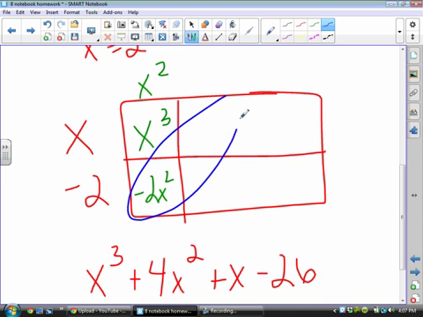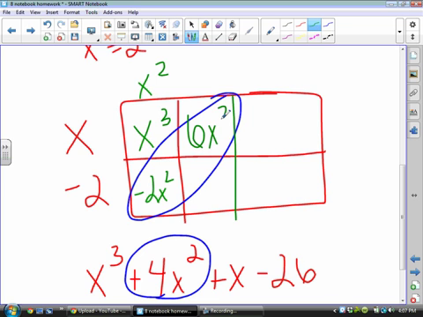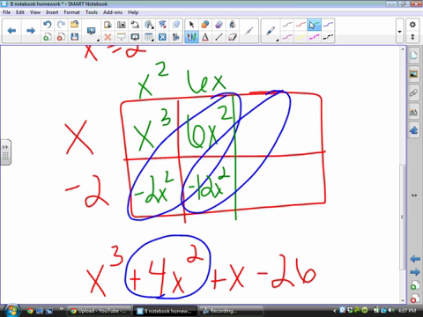Now the next diagonal needs to add to be positive 4x squared. So in order to make that happen, this part right here needs to be positive 6x squared. So this would need to be 6x. In order for that to multiply correctly, this would be negative 12x squared. Next, oops, sorry, this should not be a square. There we go. That should just be a regular x. So these two things need to add to be positive x, so this needs to be 13x. In order for that to happen, this would need to be 13. 13 times negative 2 is negative 26.